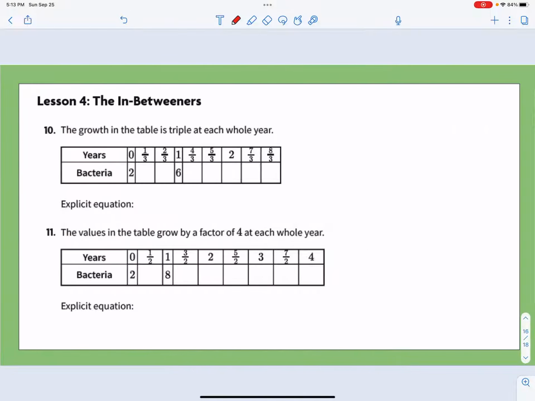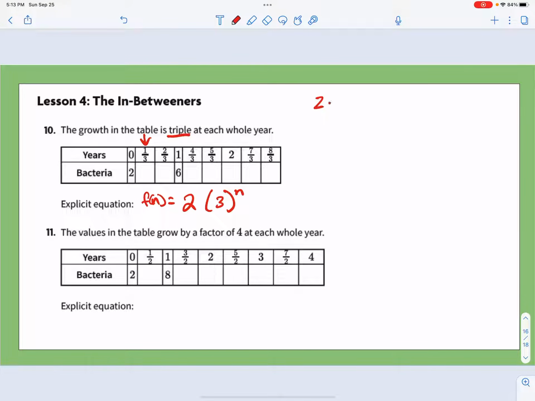Let's take a look at number 10. Same idea. We see it's tripled each year. So once again, the same thing is going to be taking place, right? f of n is going to equal your first term times 3 to the n power, okay? Because it's tripling every time. So what happens to this 1/3? Well, let's plug it in and see.